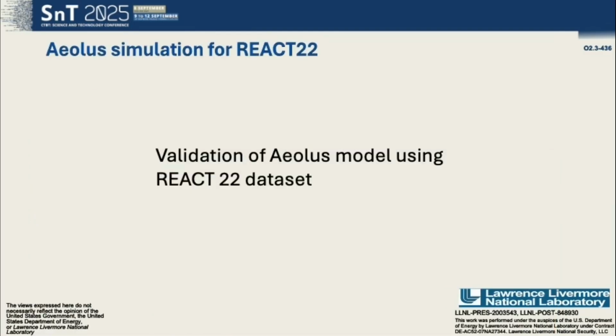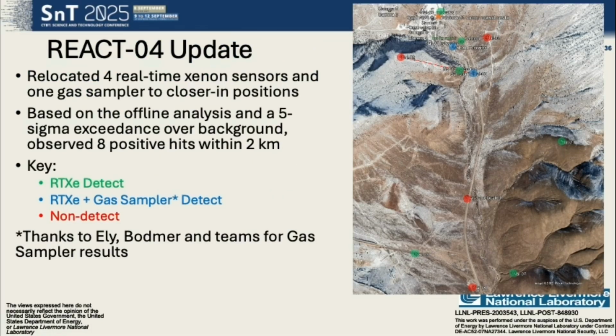So once the experiment happened and we had this rich data set coming out from React 22, now it was our turn to validate our model. Like how well does it compare with the React 22 data set? So a lot of campaigns happen during React 22 campaign, but we focused on one specific campaign, React 04, where there were 4 real-time xenon sensors and 1 gas sampler in closer in position, and there were 8 positive hits within 2 kilometers, right?